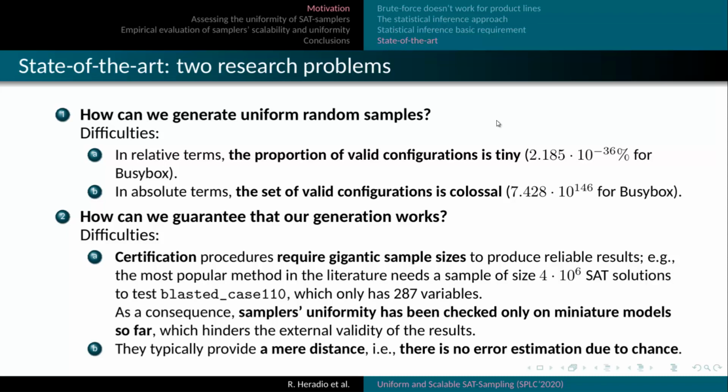As a consequence, samplers' uniformity has been checked only on miniature models so far, which hinders external validity of the results. Another shortcoming is that most methods only provide a uniformity measure, but not its statistical significance. I'll talk a little more about this in a few slides.